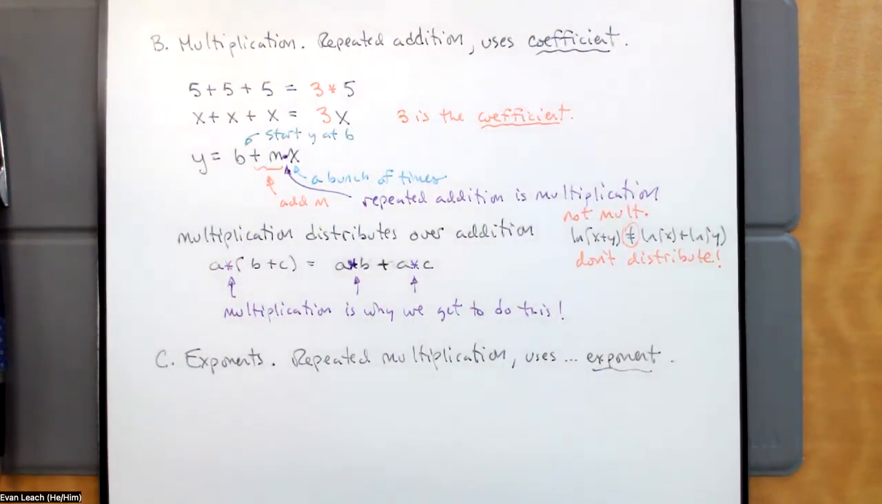It's not multiplication, so you don't get to distribute. We don't say natural log times x plus y. It's natural log of x plus y. A natural log does not distribute over addition.